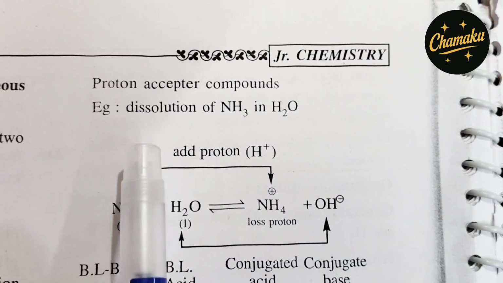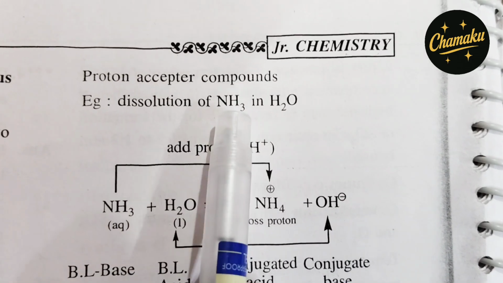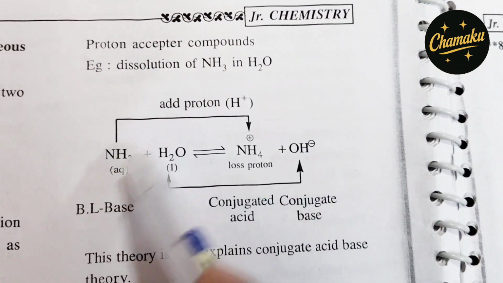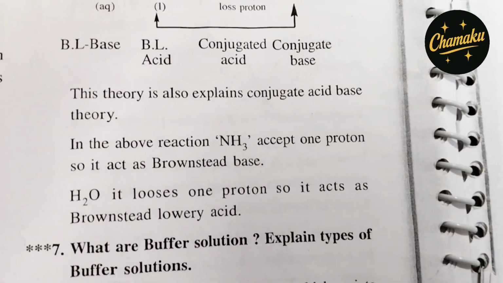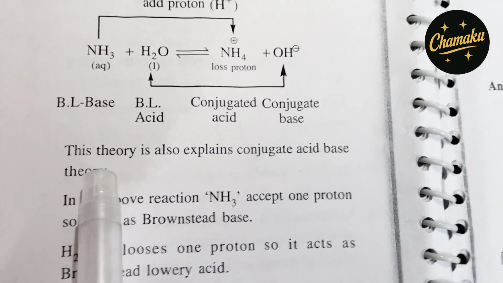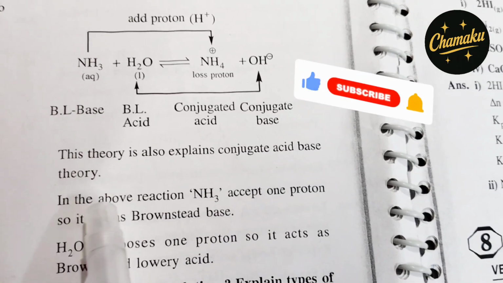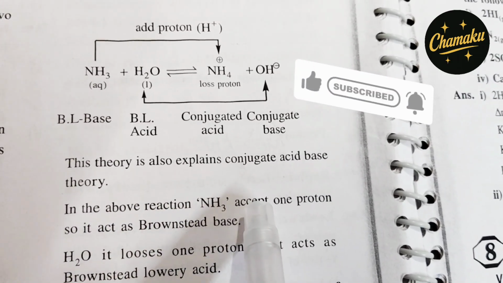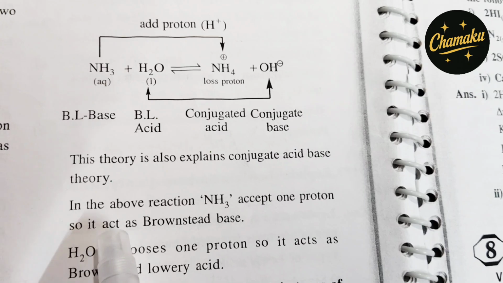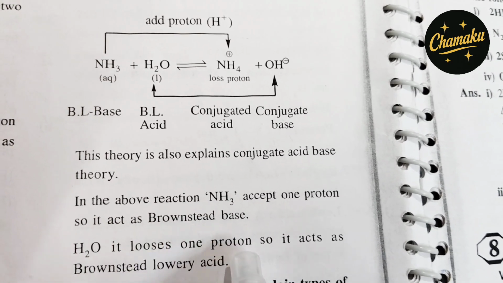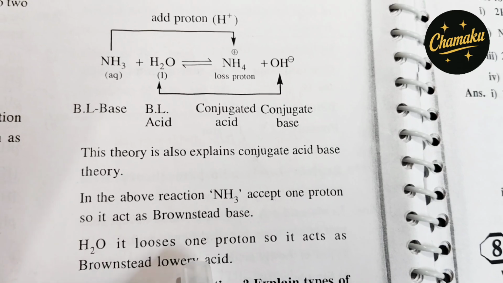So this is the example, dissolution of ammonia in water. Okay, so this is the example. Now this theory also explains conjugate acid base theory. In the above reaction, ammonia accepts one proton, so it acts as Bronsted base. Water, it loses one proton, so it acts as Bronsted-Lowry acid.